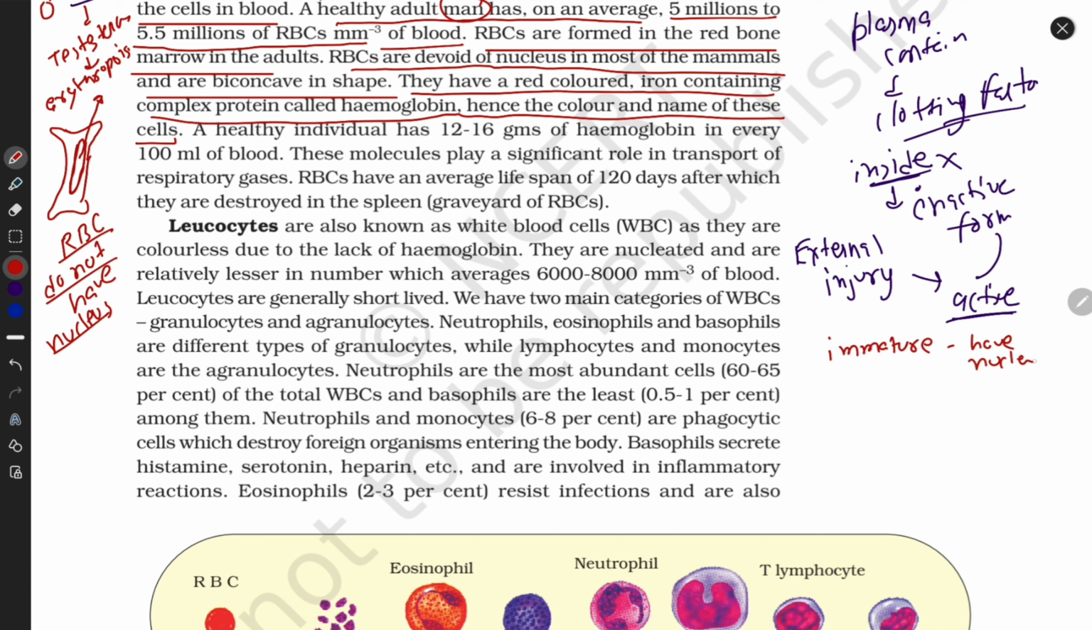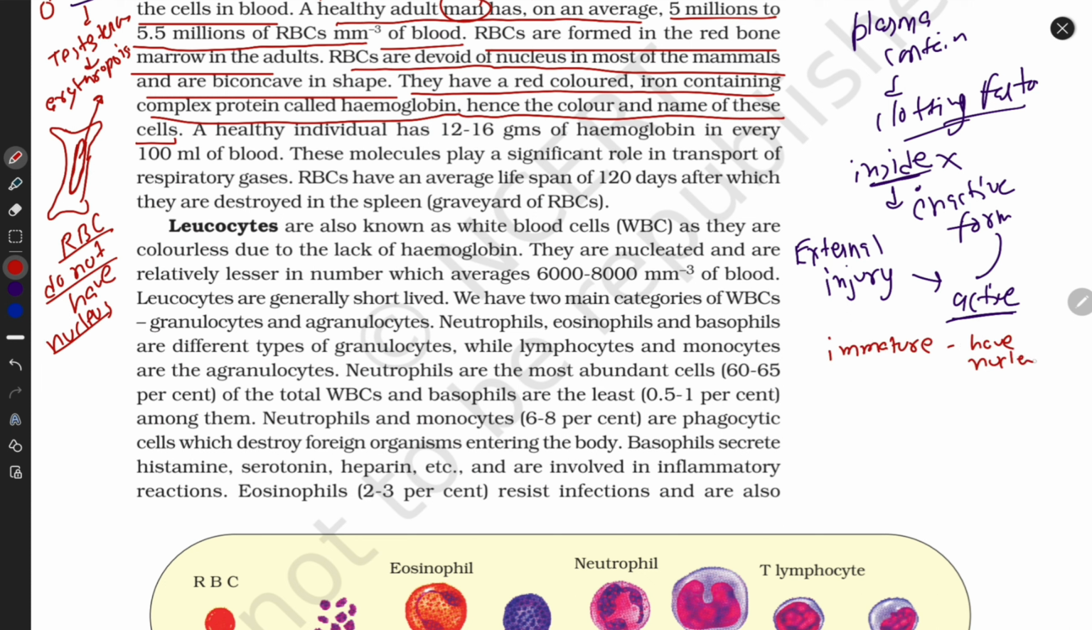RBC have an average lifespan of maximum 150 days, after which they are destroyed in the spleen. We can also call it the graveyard of RBC. So this term is clear, guys. What is erythrocyte? Now let's move forward.